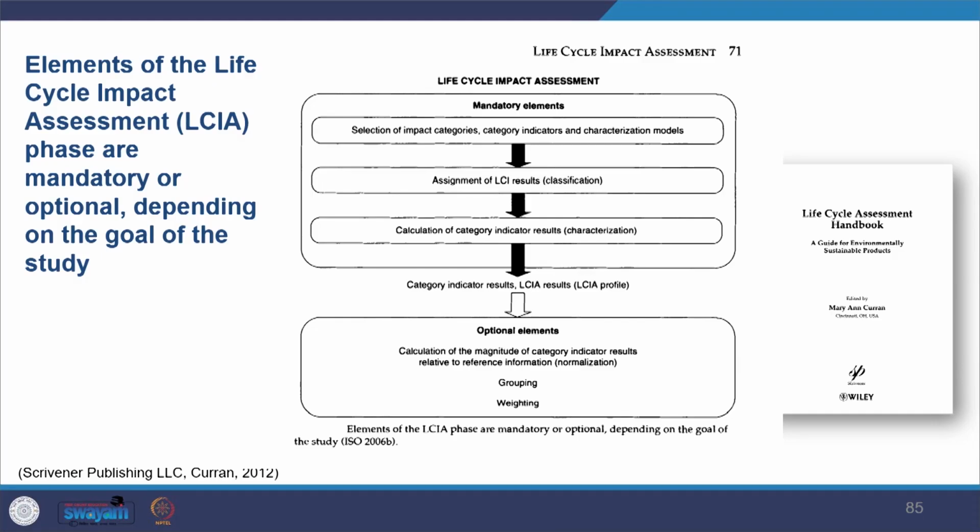I have just snipped another life cycle impact assessment for you from the life cycle assessment handbook. Here you can see the process involved and the mandatory elements: selection of impact categories, category indicators, and the models you're going to use, and then assignment of life cycle inventory results. How do you classify them? You look at their significance at that time, and then calculation of category indicator results. So how you're going to see the indicator based on the classification, and then how you group and weight it. We did discuss grouping and weighting.